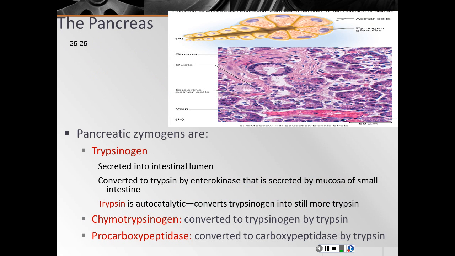Now the pancreatic zymogens are trypsinogen, chymotrypsinogen, and procarboxypeptidase. Those are the three pancreatic zymogens.